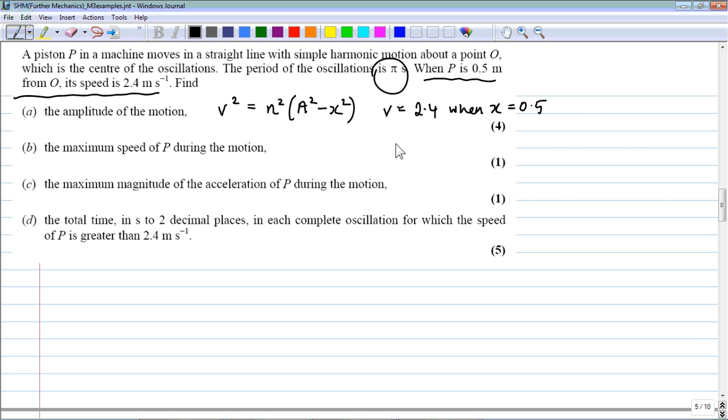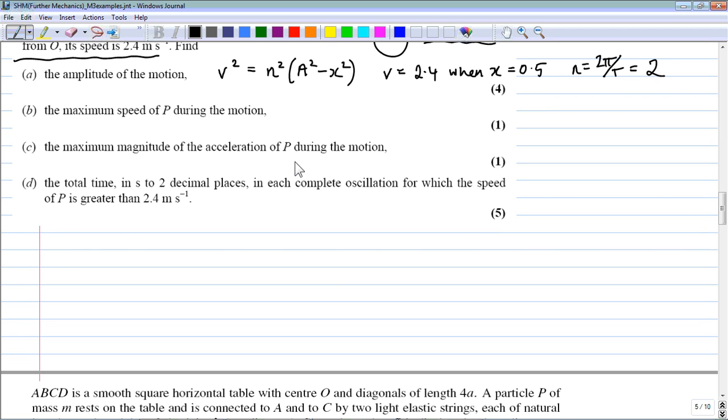But what about n? What's n? Well, n is 2 pi over T. And T is pi, so n is 2. So this gives us the calculation, which I'll just do a little bit lower down here. This gives us the calculation 2.4 squared equals 2 squared times (a squared minus 1/2 squared). Okay, so this is a bit of fiddly numbers here. You can use a calculator if you want.